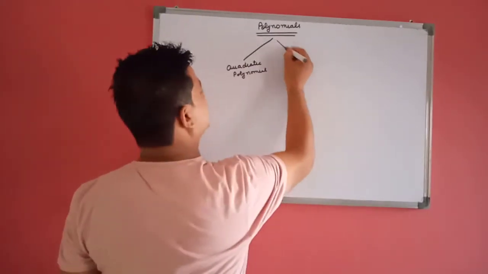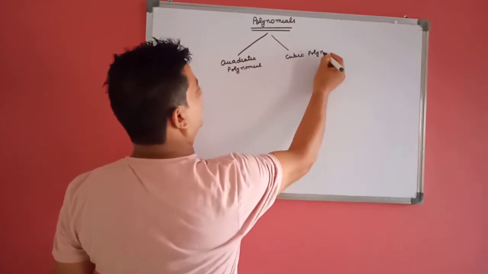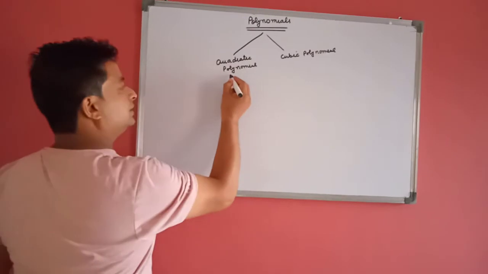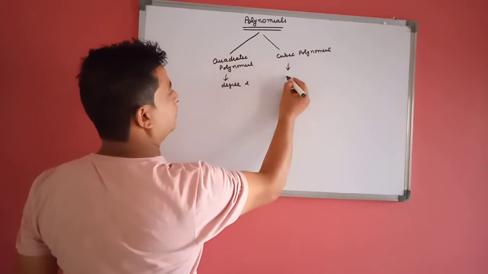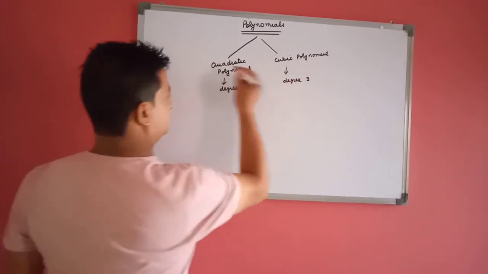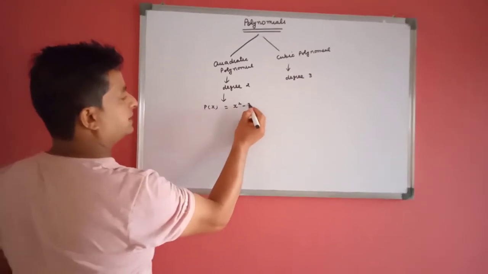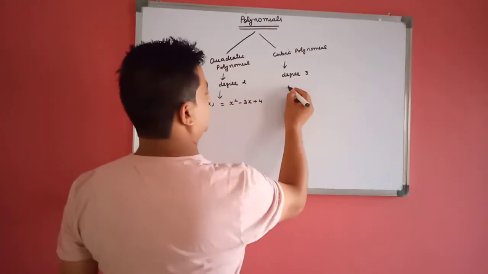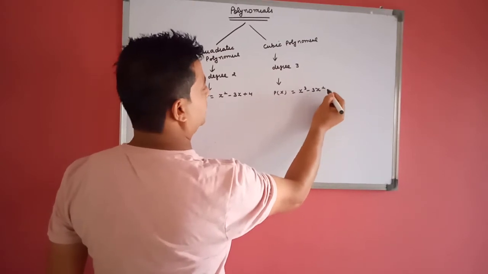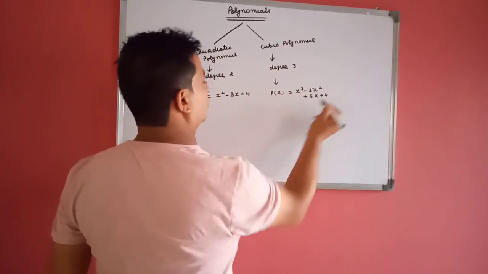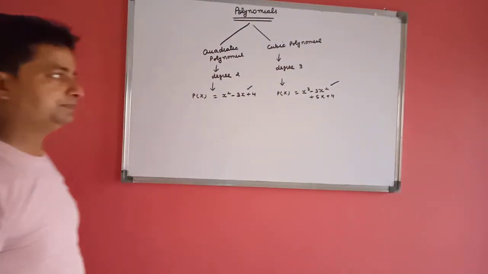If the degree is 3, it is called a cubic polynomial. This one is of degree 2, this one is of degree 3. An example is p(x) equals x square minus 3x plus 4. Another example is p(x) equals x cube minus 3x square plus 5x plus 4. The first is called a quadratic polynomial, the second is called a cubic polynomial.